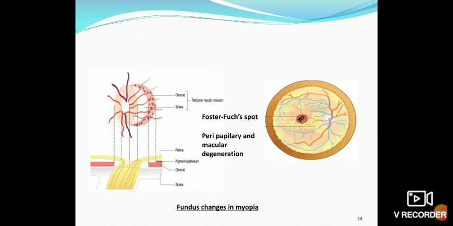Okay, picture here again showing fundus changes. You can see temporal myopic crescent present. Then peripapillary and macular degeneration, Foster-Fuchs spots. You can see pictures. You Google, you will find the pictures there, you can see them.